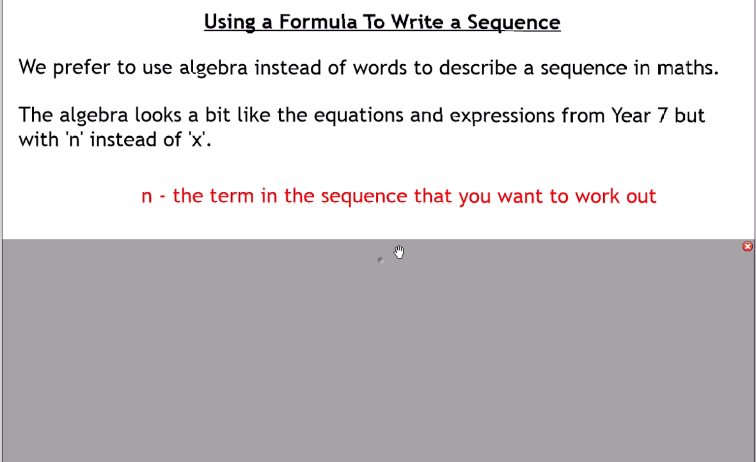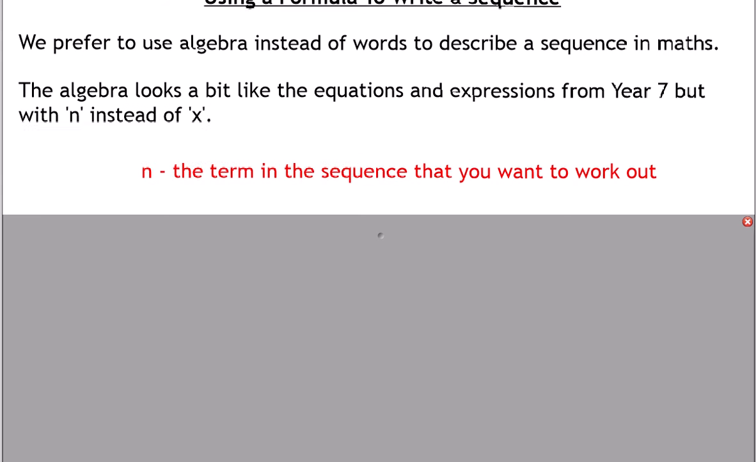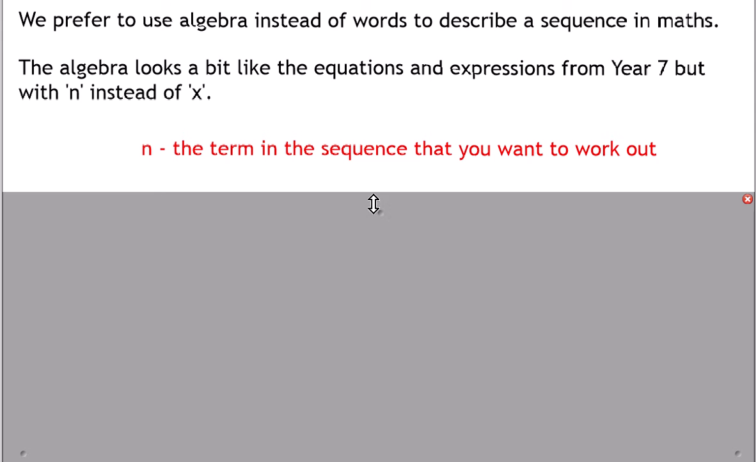When we do our algebra, n stands for which term you're on. So if you're working out the first term, n is 1. If you're working out the second term, n is 2. If you're working out the 10th term, then n equals 10. If you're working out the 100th term, then n equals 100. So n stands for which bit of the sequence you are on. Are you on the first term, the second term, the third term, and so on? Pause the video if you need to write this down and I'm going too fast for you.